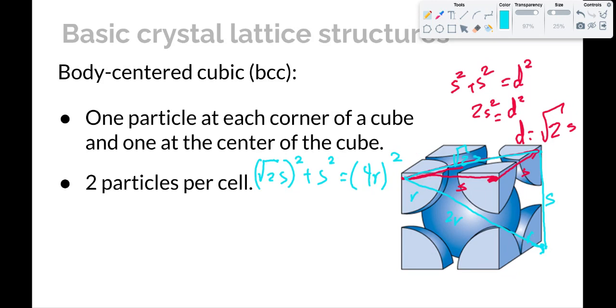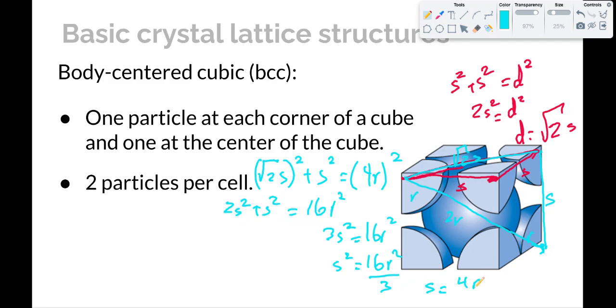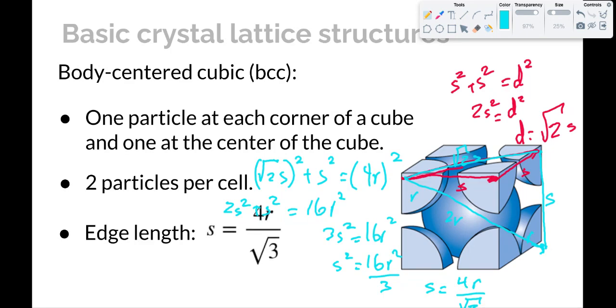So that means that 2s squared plus another s squared is equal to 16r squared. And that means that 3s squared is equal to 16r squared. So that means s squared is 16r squared divided by 3. And if we take the square root of both sides, we can finally figure out what s is. s is going to be 4r over the square root of 3. So that's our edge length. The edge has a length of 4 radii of whatever particles are in there divided by the square root of 3.